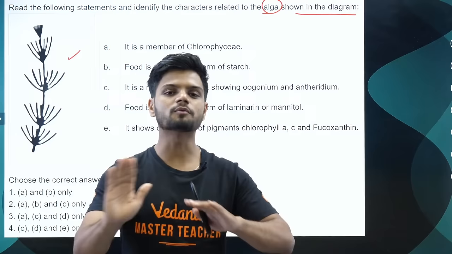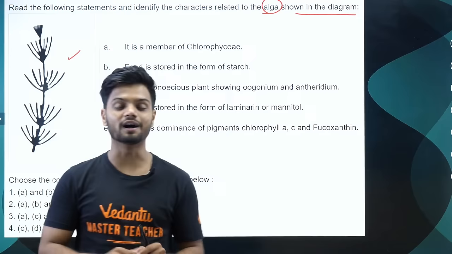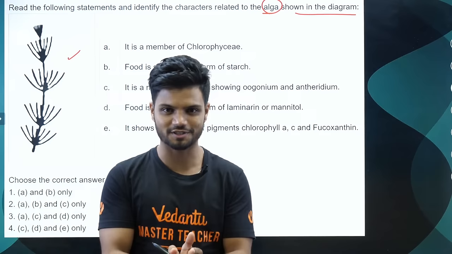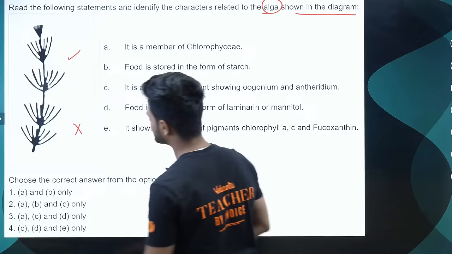This algae is called Chara. When I say was, this algae is deleted now. That is, this algae was part of your How Do Organisms Reproduce chapter, the Chara example. They will not ask you this one now, so don't worry, but answer this question. Let's see the answer. See, I told you it is a chlorophycean algae.